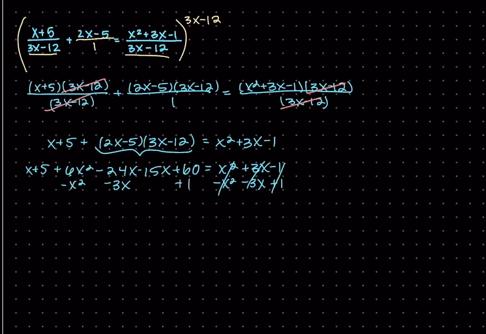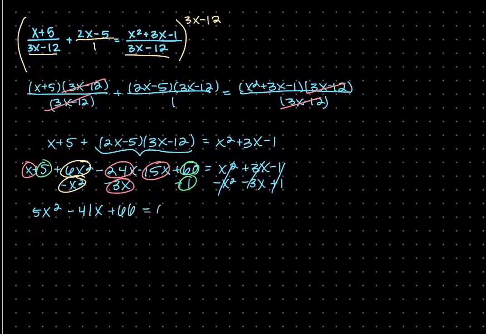So now when we combine all of our like terms, we have an x squared and a minus x squared, so that's going to leave us with 5x squared. We have x minus 24x minus 15x minus 3x, and that's going to leave us with minus 41x. And then lastly, we have a 60, 5, and a 1, and that's going to leave us with positive 66. And that is all equal to 0.